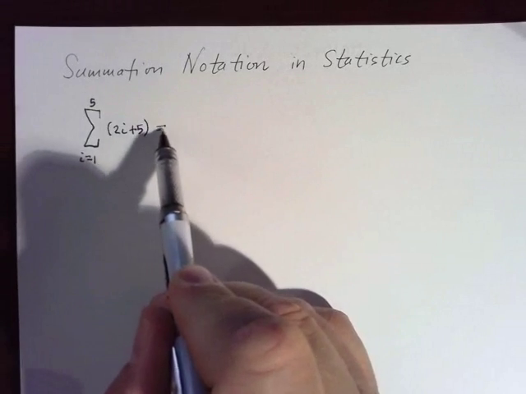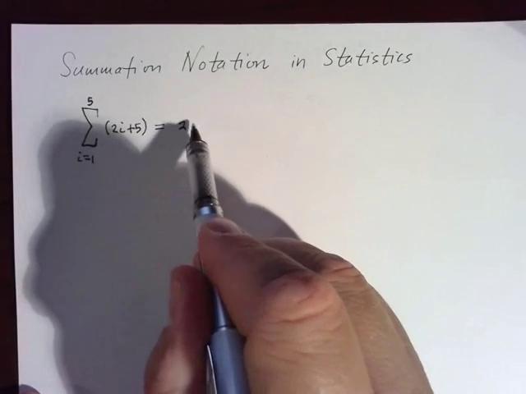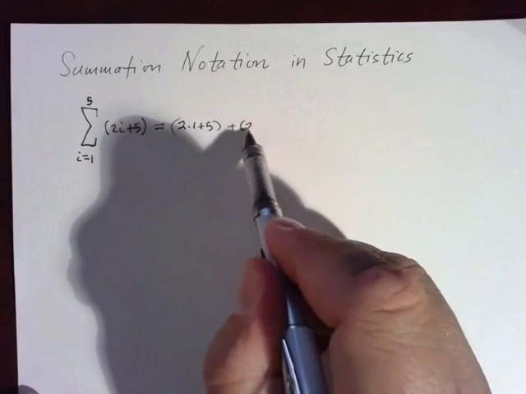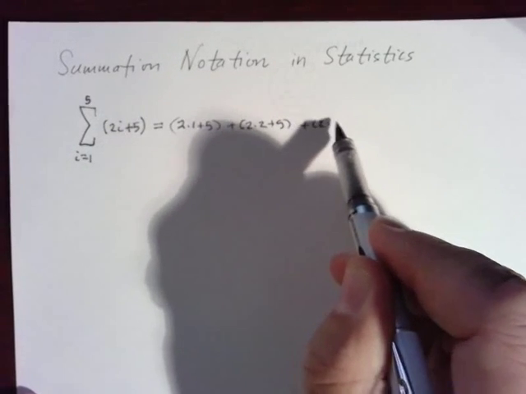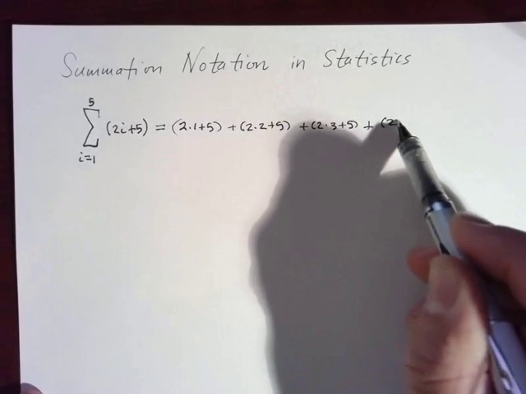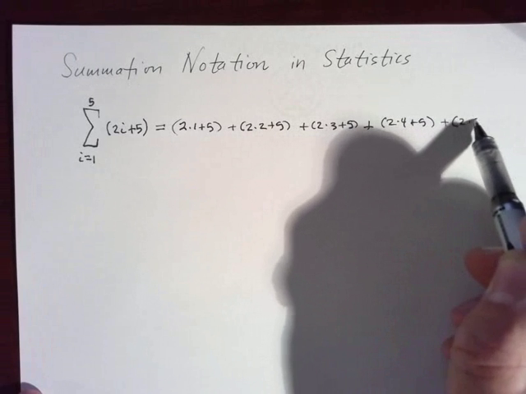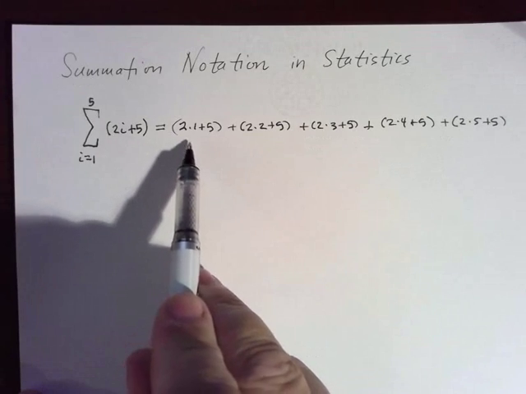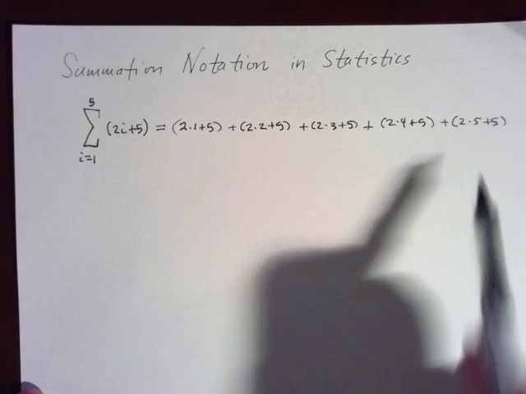This meant i is going to go from 1 to 5, and then you're going to put an i here. i equals 1, i equals 2, i equals 3. So you get 2 times 1 plus 5 plus 2 times 2 plus 5, and so on until i has stepped all the way from 1 to 5. And so then you add all these expressions up. So this is i equals 1, i equals 2, i equals 3, i equals 4, i equals 5. You need to add all those up.